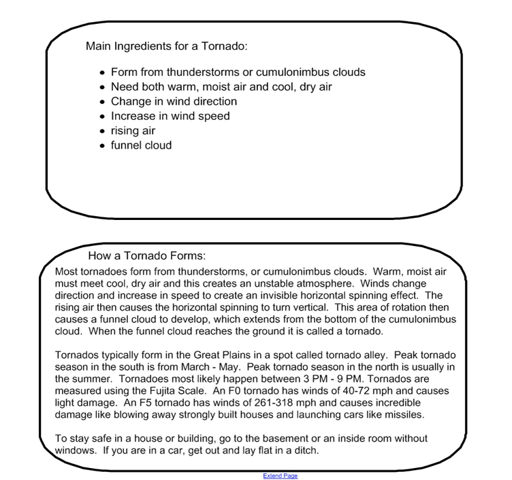And tornadoes are most likely to happen between 3 p.m. and 9 p.m. Tornadoes are measured using the Fujita scale. An F0 tornado has winds of 40 to 72 miles per hour and causes light damage. An F5 tornado has winds of 261 through 318 miles per hour and causes incredible damage, like blowing away strongly built houses and launching cars in the air like missiles.